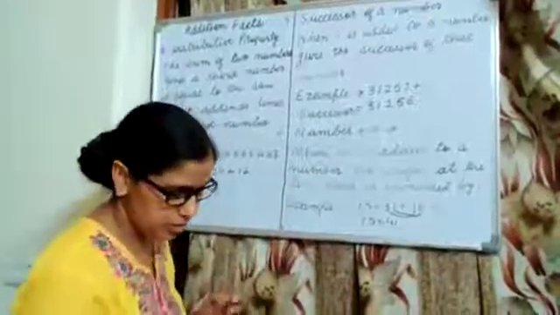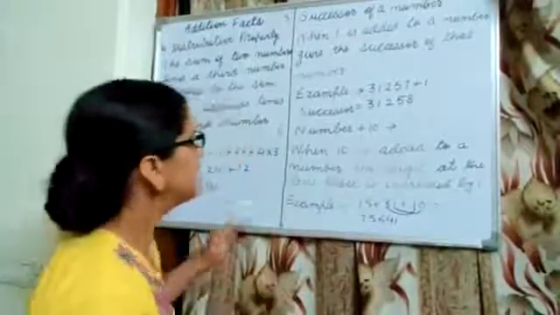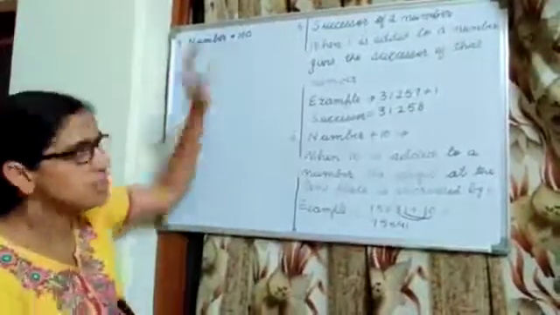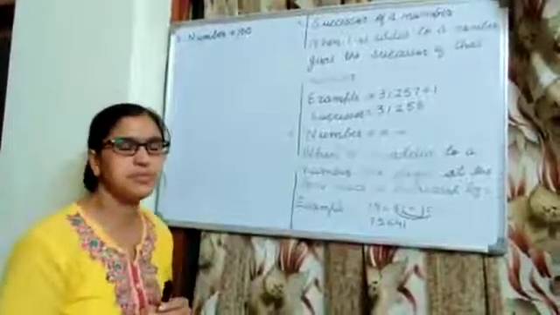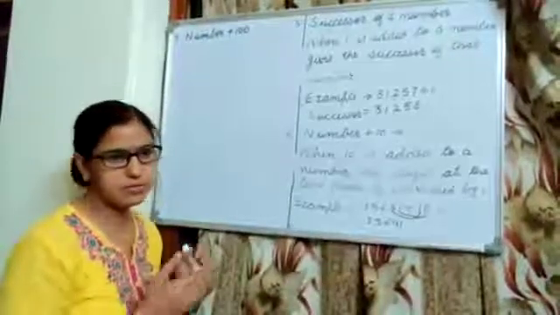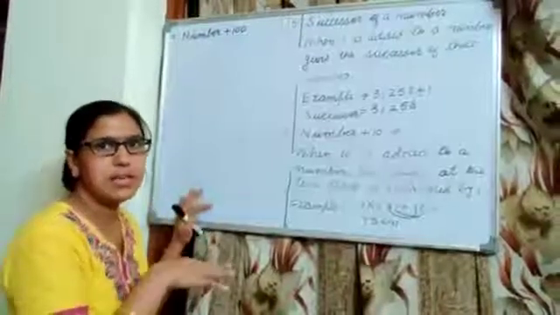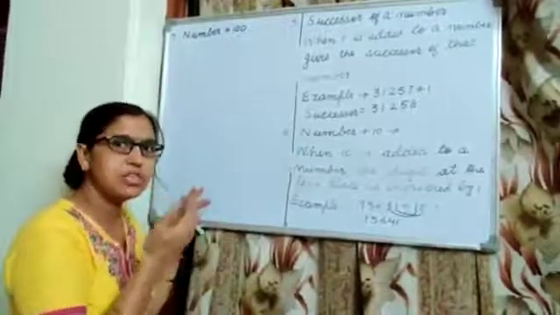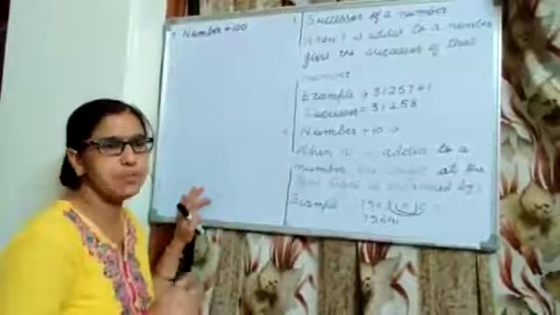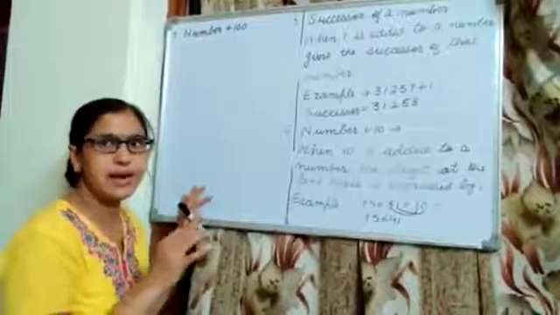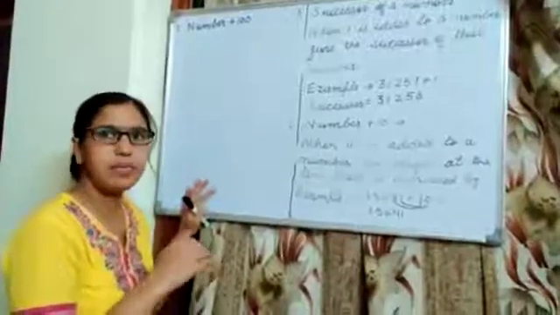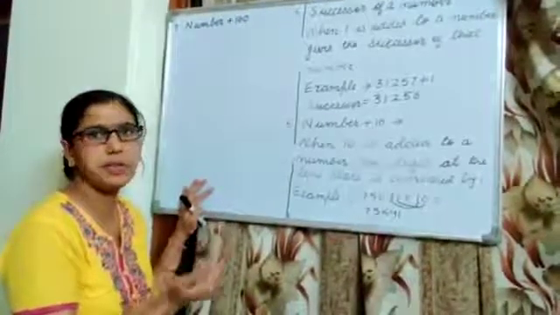Our next property is number plus 100. What does it mean? Number plus 100 means whatever number is given, we have to add 100 to it. Then what change will be there? The only change will be at the hundreds place digit. Now the hundreds place digit will be increased by 1.